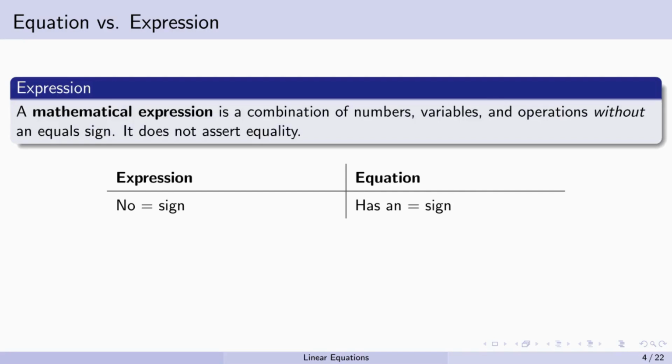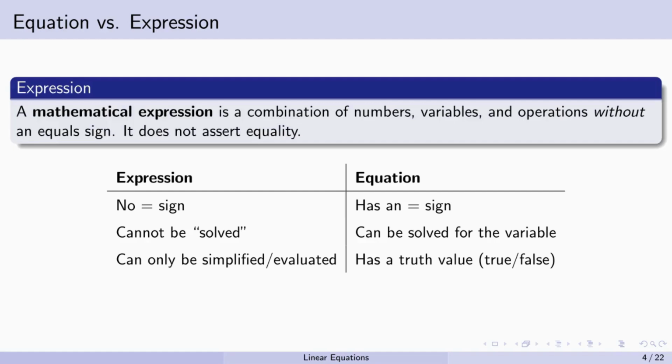Because there's no equal sign, you can't solve an expression. There's nothing to solve for. But an equation, absolutely, you can solve it. An expression, you can only simplify or evaluate. An equation has an actual truth value. It's either true or false. So 2x plus 3, that's an expression, just sitting there. But 2x plus 3 equals 7, now that's an equation making a claim we can test.